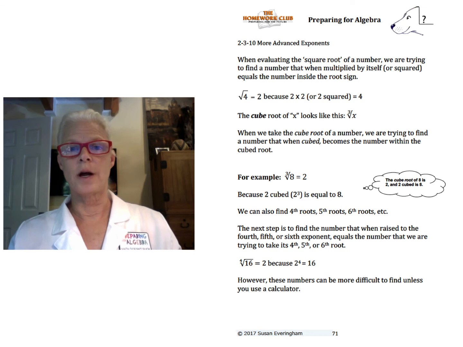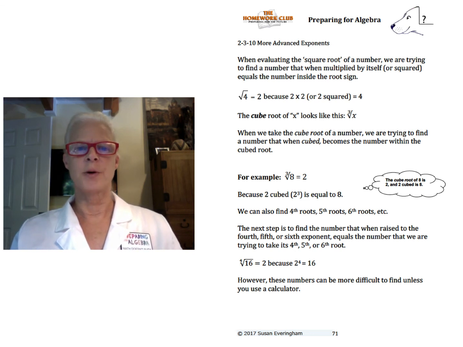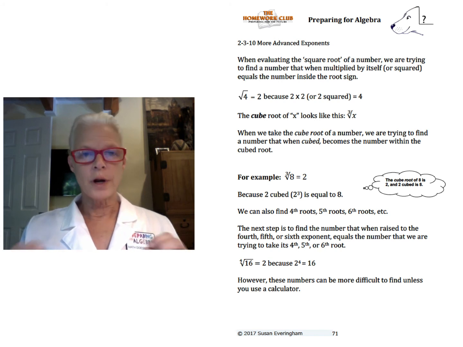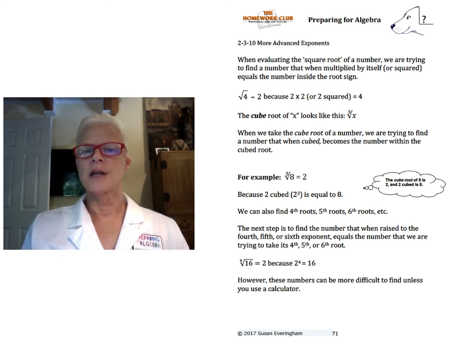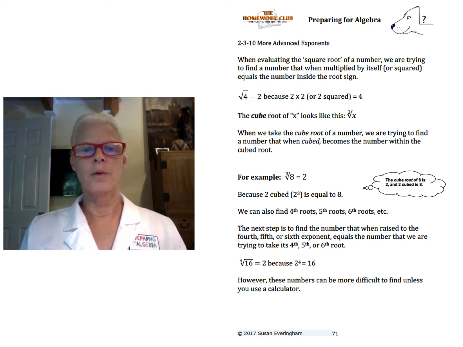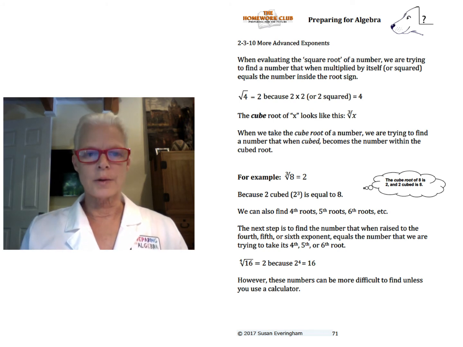Page 71. We're almost done with exponents. So we've got a little more to do with advanced exponents. When evaluating, for example, a square root of a number, the very simple way of explaining this is we are trying to find a number that when multiplied by itself, or in fact squared, equals the number inside the root sign. So as an example, square root of 4 is 2, because 2 times 2, or 2 squared, equals 4.